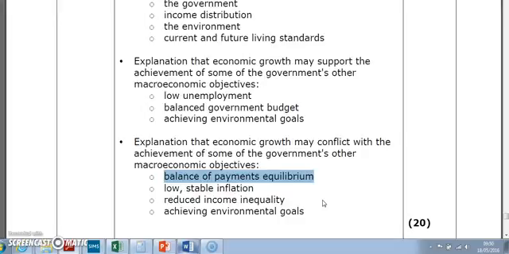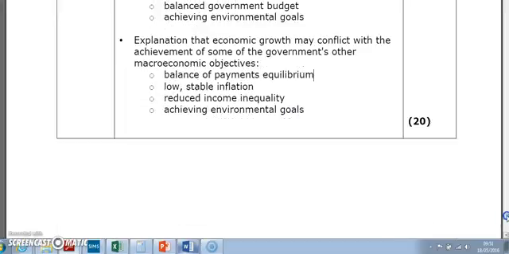Now what happens is, because we have a large propensity to import in the UK, as in we as consumers and businesses enjoy importing, we like buying from abroad, as there's a lot of growth, that can lead to an increase in importing. And if we import too much, then that's going to ruin our balance of payments, because we're going to be importing way more than we export, so things will not be balanced anymore. And that is how you would answer that 20-mark question.